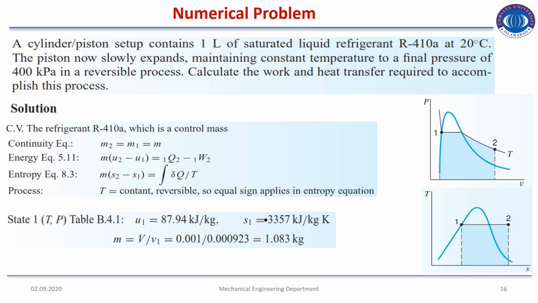So first you should underline the important information. 1 liter, that is the volume, so that is very important information. Saturated liquid, so in the dome shape initially that is present. Process 1 is on the saturated liquid line, and the temperature at process 1 is 20 degrees centigrade, and the final pressure given is 400 kilopascal, and it is a constant temperature process. So the final temperature will also be 20 degrees centigrade, but as shown in the figure, the phase will be changed.